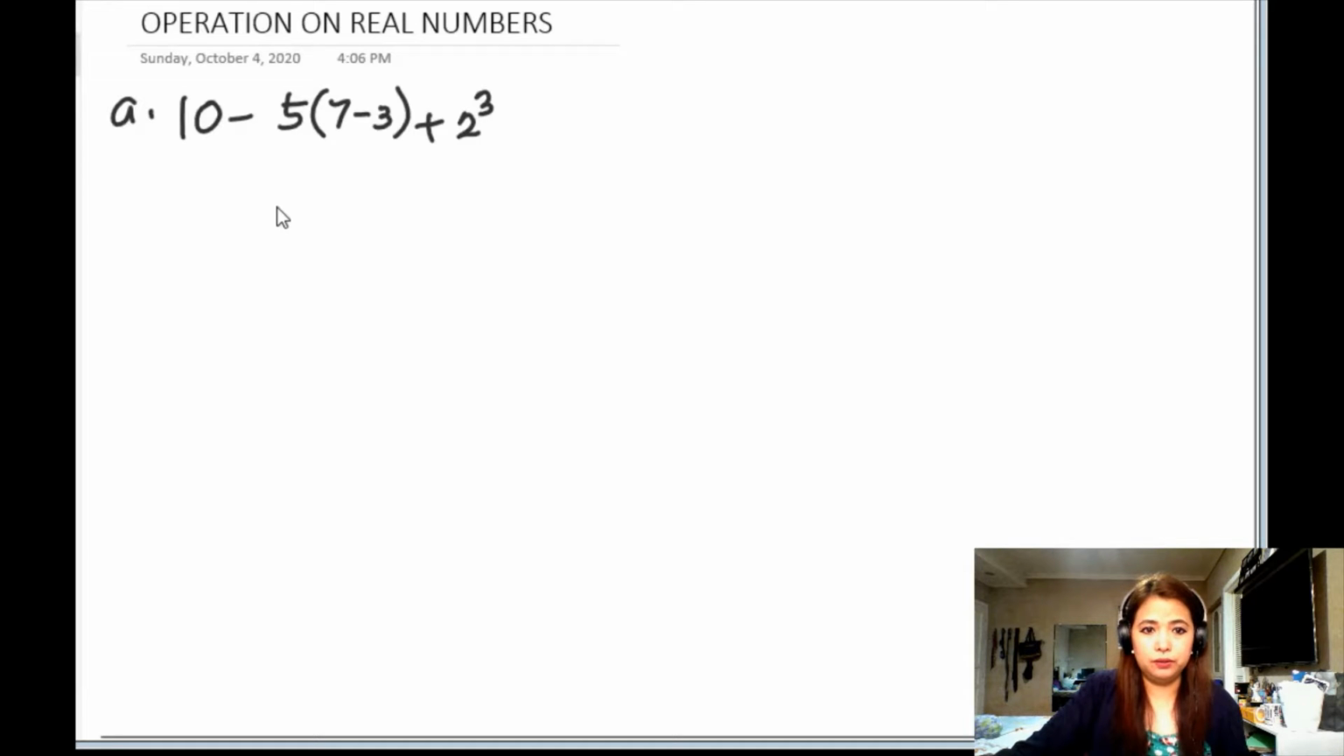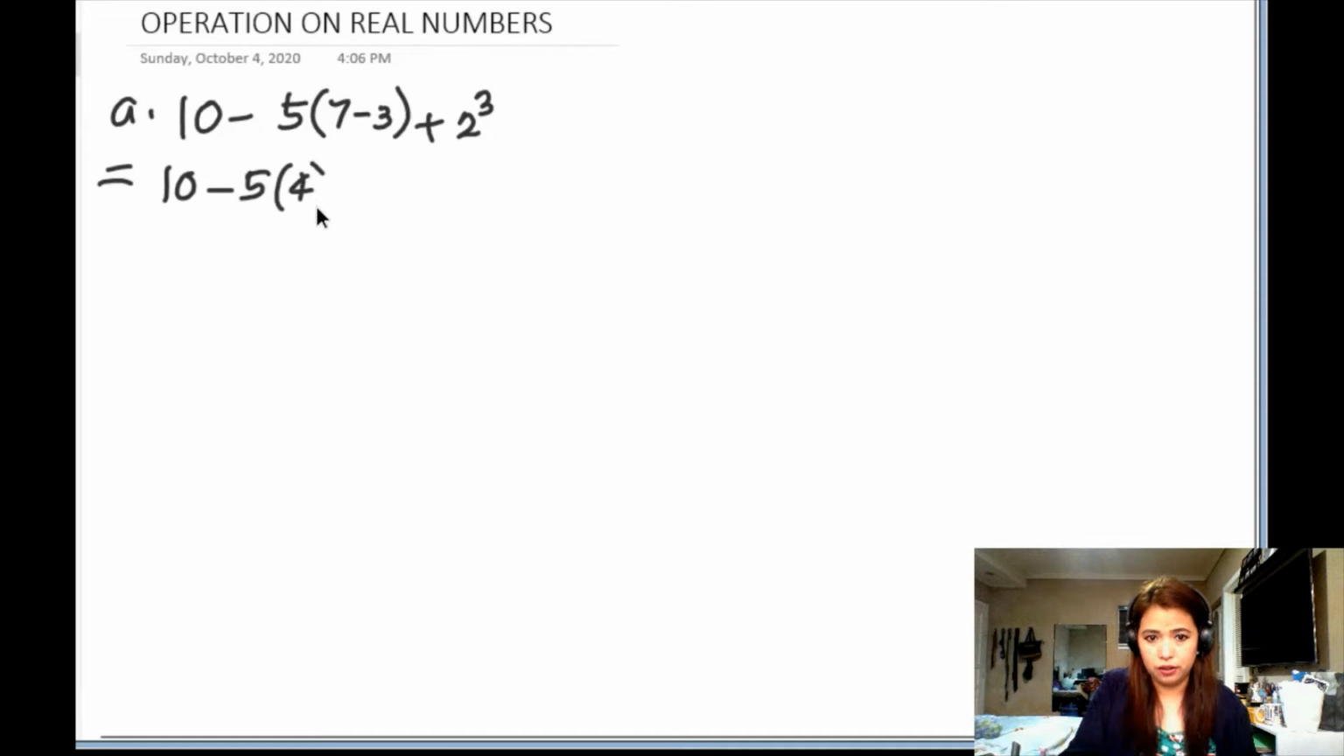Say, for example, we have 10 minus 5, quantity 7 minus 3, plus 2 raised to 3. So how do we solve this problem? By principle, we need to copy 10, then minus 5, and then perform 7 minus 3, which is equal to 4, and then copy the plus sign, and then 2 raised to 3 is equal to 8. Why is 2 raised to 3 equal to 8? That is 2 times 2 times 2.